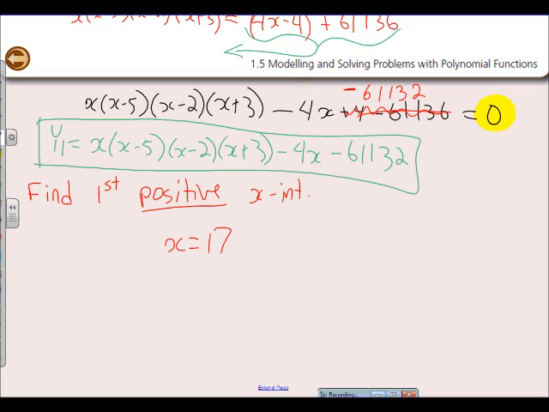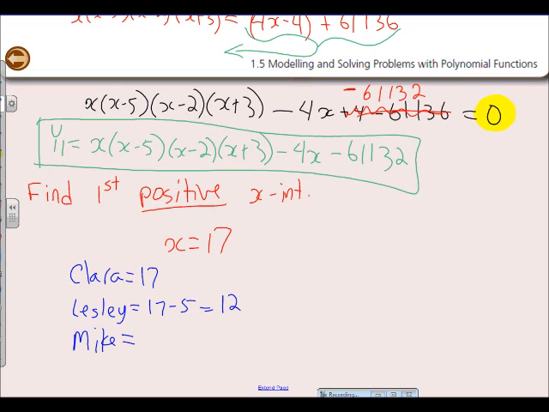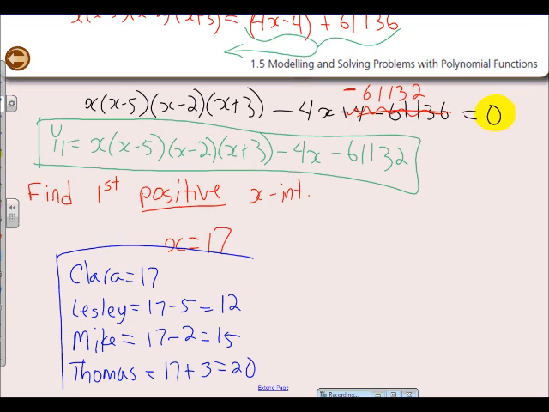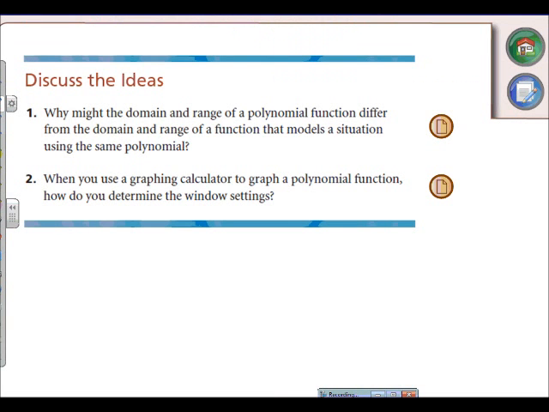In this case, the meaning of 17 is Clara's age is 17. Then Leslie was x minus 5, so 17 minus 5, which is 12. And Mike gives us x minus 2, so that's 15. And Thomas was x plus 3, so 20 years old. There's all of the ages. Okay, so to finish off, answer those 2 questions for yourself. And if you want, you can start some of the questions.